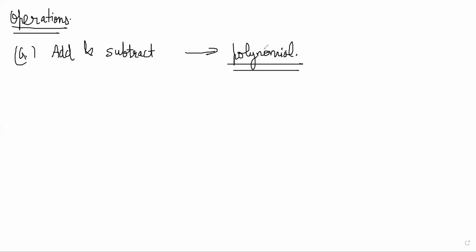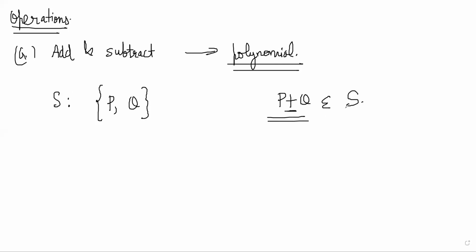What do we mean by the set of polynomials being closed under that? If you have p and q belonging to the set of polynomials S, you can prove that p plus q will also belong to S, and p minus q will also belong to the same set. So once you have a set of polynomials, all additions and subtractions of any combination of them will still lie in the same set. That is something important to know.